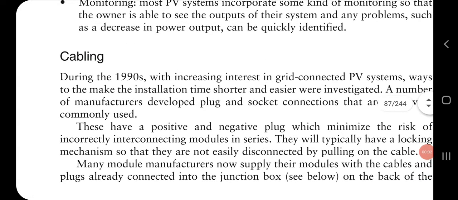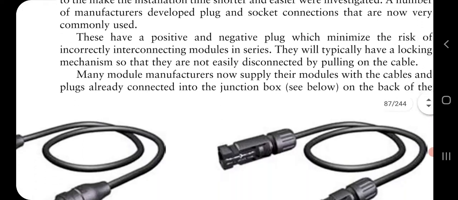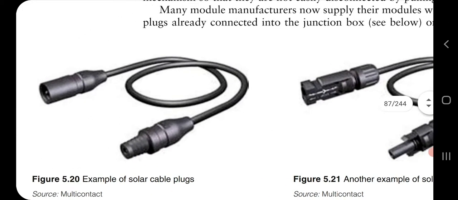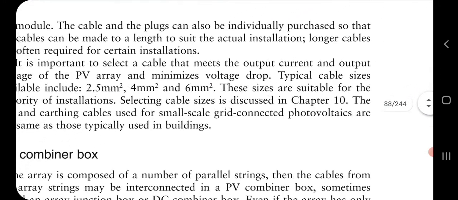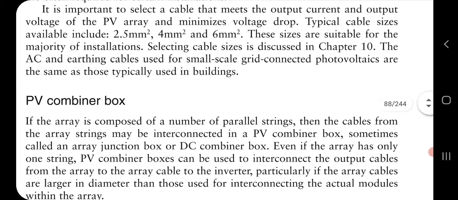This is cabling. Many cables and many different types of equipment are used in this one. Now the cables, if you see the cables, for example, solar cables. These are the cables which are used, and they come in different sizes.